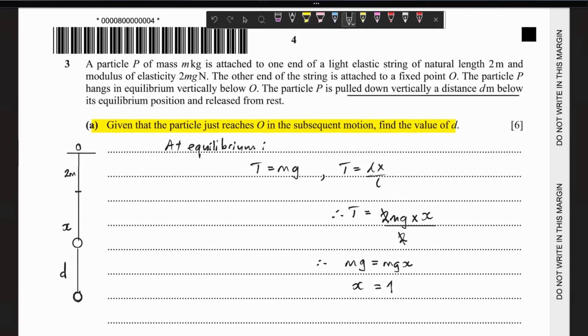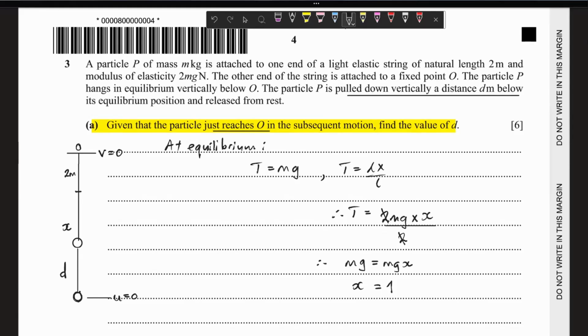Right, so it is being released from here, which means that it is being released with a speed of 0, from rest, and it just reaches O. So just reaches O means that when it reaches O, it will have a speed of 0, and it has been projected just enough to reach O. So the moment it reaches O, it will now be having a final speed of 0, right?